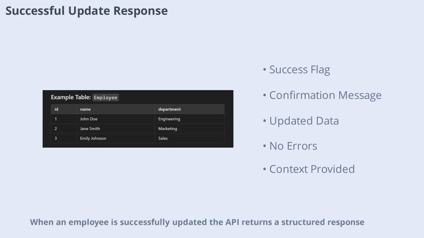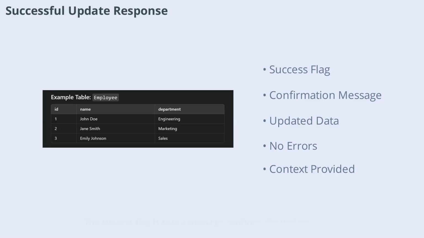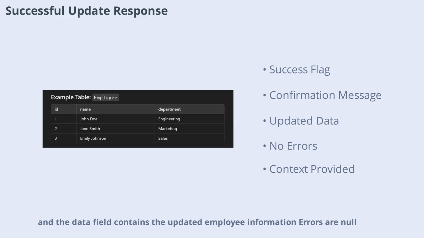When an employee is successfully updated, the API returns a structured response. The success flag is true, a message confirms the update, and the data field contains the updated employee information. Errors are null, error code is 0, and the timestamp and path provide context. This clear response helps clients process results efficiently.